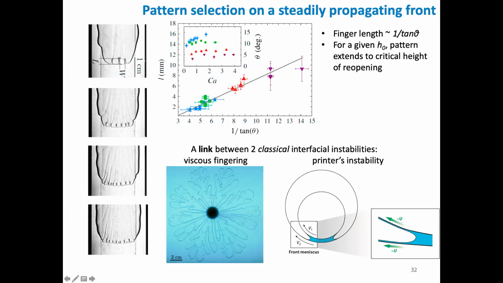On the other hand, if you have a printer's instability, you are by design redistributing finite amounts of fluid. So depending on how much fluid you have and what the angle of reopening is, you fall onto different parts of the same curve. So in other words, you're dealing with two sides of the same coin, and really there shouldn't be any distinction between viscous fingering and printer's instability. They are the same instability, just in different regimes, if you want.